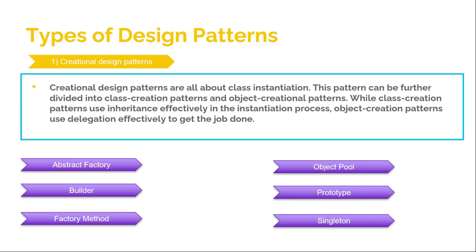Class creation patterns use inheritance efficiently in the instantiation process. So in class creation we are using inheritance. When it comes to object creation patterns, we are using delegation efficiently to get the object done. There are six different subtypes of creational design patterns: abstract factory, builder, factory method, object pool, prototype and singleton.